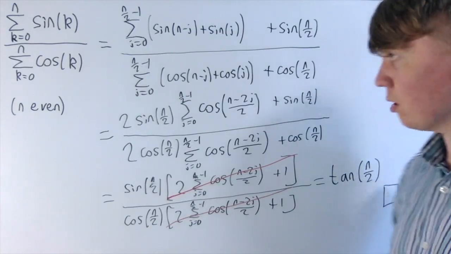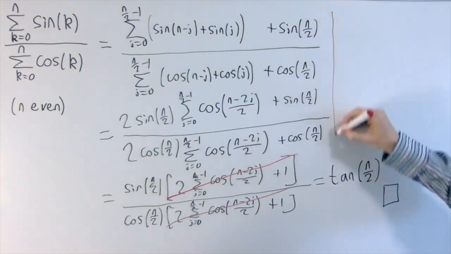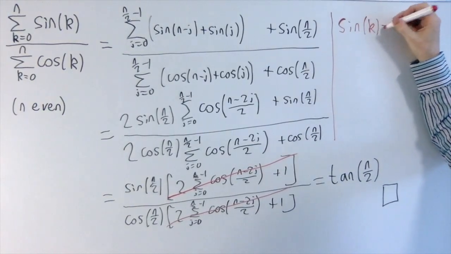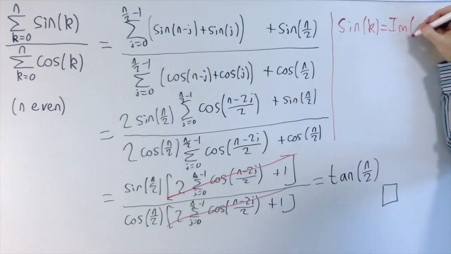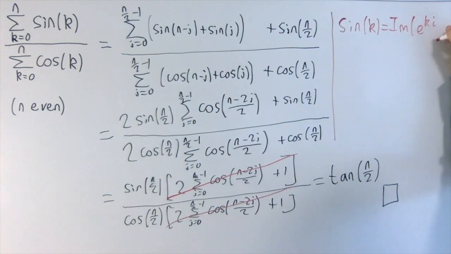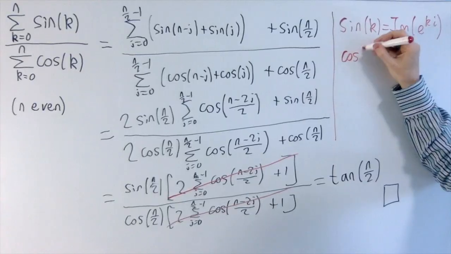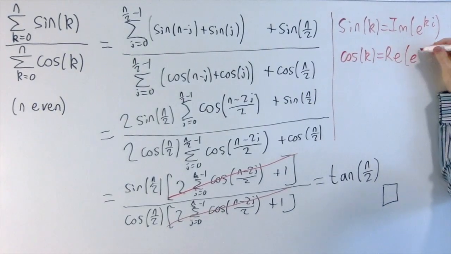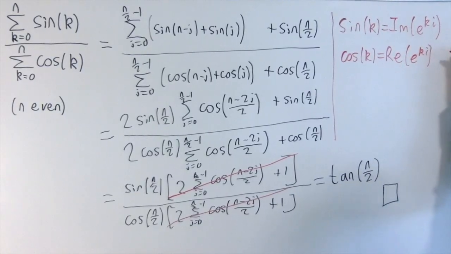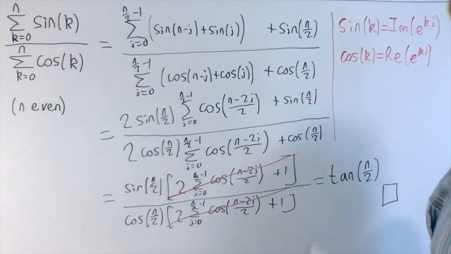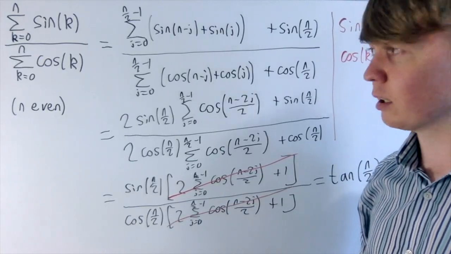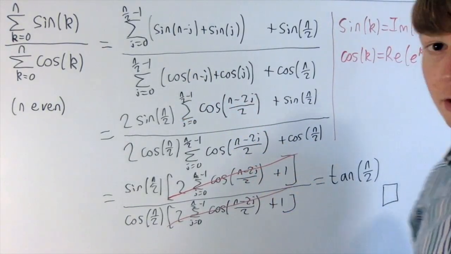And just to say as well, there's another way you could approach this problem, where you can use the fact that sine of k is the imaginary part of e to the ki, and cos k is the real part of e to the ki. And then you can express these sums as partial sums of a geometric series and have a go at this using complex numbers if you like. Personally, I find this approach is probably the most straightforward though.